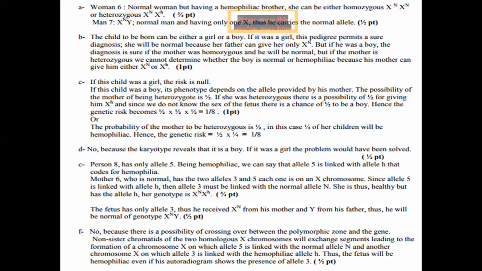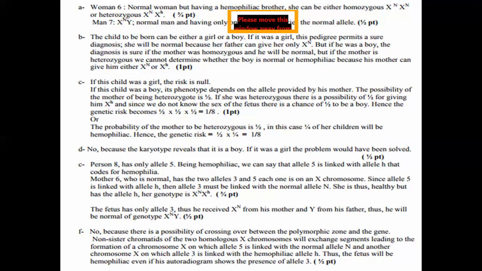Probability: we said that if the child was a girl, the probability to be affected is approximately null, zero. While if the child was a boy, the phenotype depends on the allele provided by this mother. The possibility of the mother to be heterozygous is 1 over 2. If she was heterozygous, there is a possibility of 1 over 2 for giving XH. And since we don't know the sex of the individual, the probability to be a male or female is 1 over 2. So it will be 1 over 2 times 1 over 2 times 1 over 2, so it will be 1 over 8.